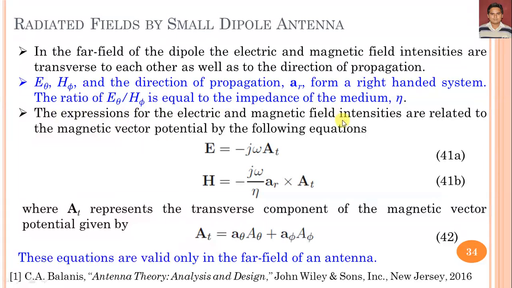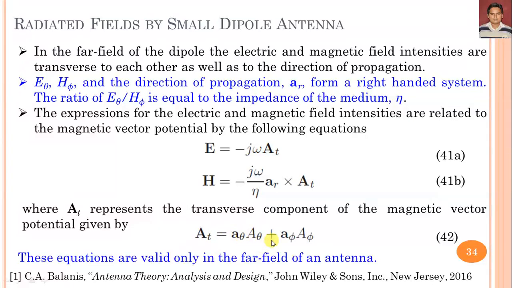This expression for the electric and magnetic field intensities is related to the magnetic vector potential by the following equation: E is equal to minus j omega At, H is equal to this generalized expression, and At represents the transverse component of the magnetic vector potential.